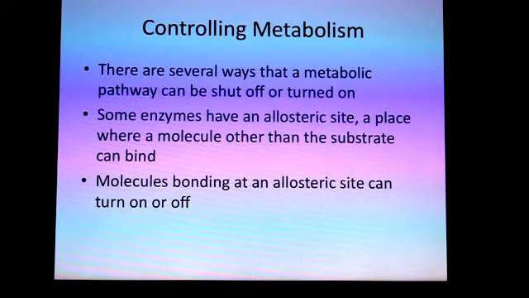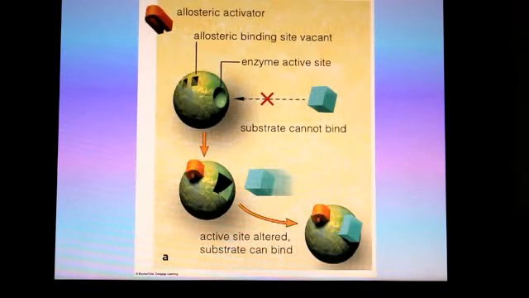Some enzymes have an allosteric site, a place where a molecule other than the substrate can bind. Molecules that bind at an allosteric site can turn the enzyme on. That was kind of confusing, so I'll give you an example.